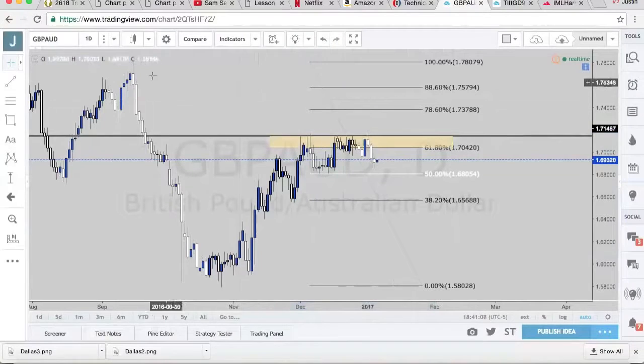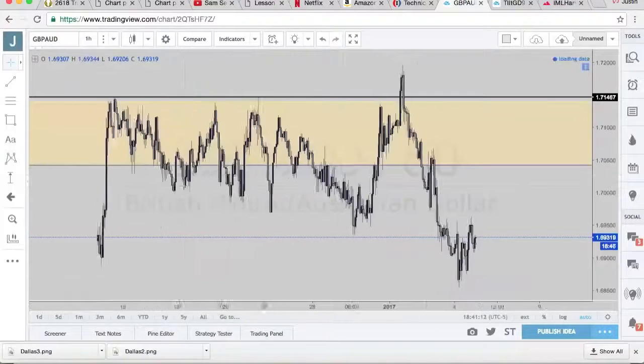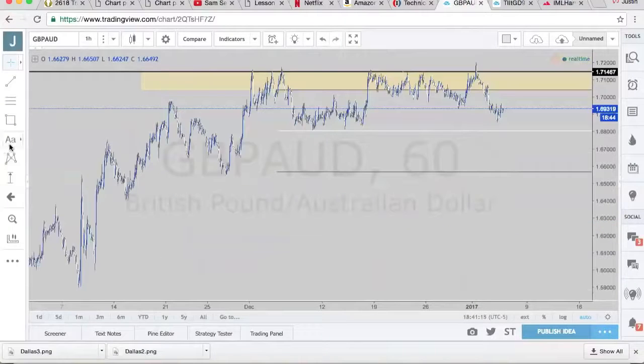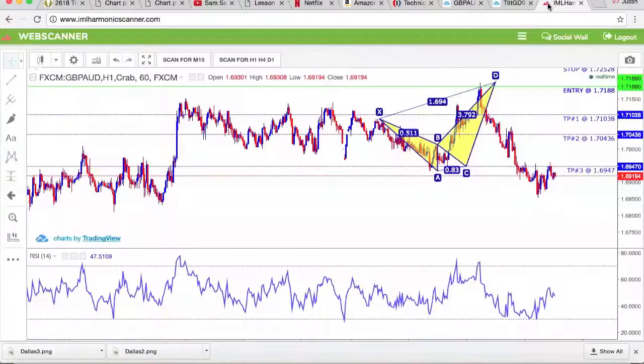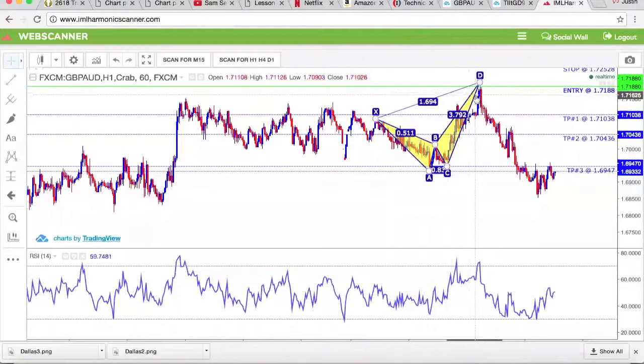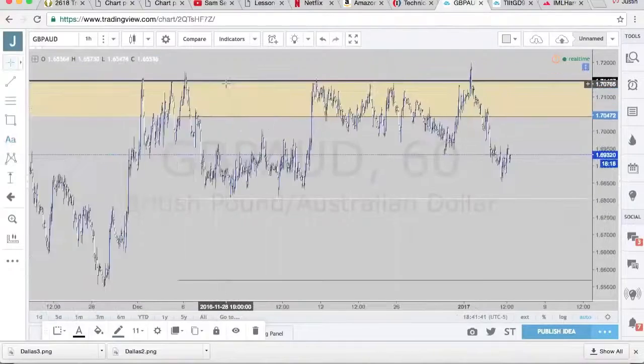So if I were to keep this drawing here and we go to the H1, so it's a downtrending market. One, what is the trend? Daily time frame, look at trend. Obviously, trend is down. So seeing this, it's what? A bearish pattern in a bearish market, right? So with that bearish pattern in a bearish market, I'll keep this to the side.